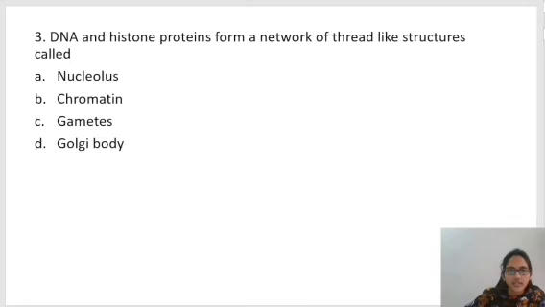Now, DNA and histone proteins form a network of thread-like structures called chromatin. Yes, the lengthy DNA is compacted into a tight, shortened structure by histone proteins, by the histone proteins binding to the DNA and folding it multiple times. They form thread-like structures called chromatin.